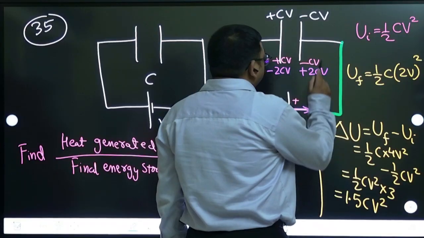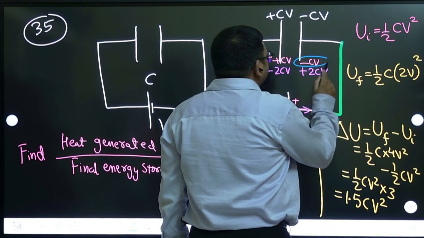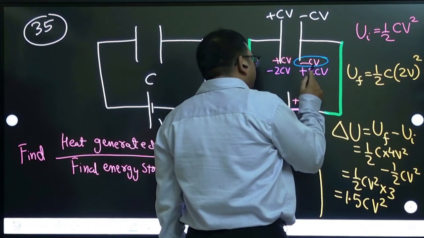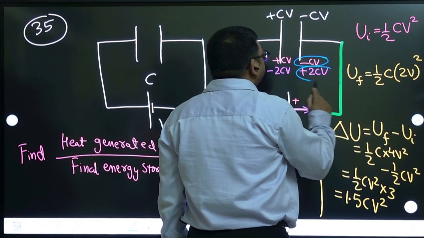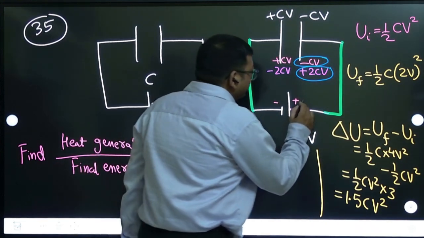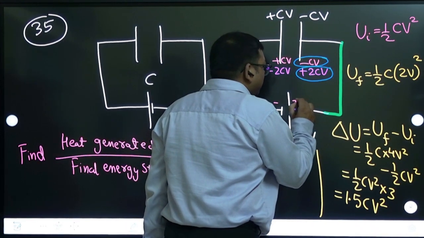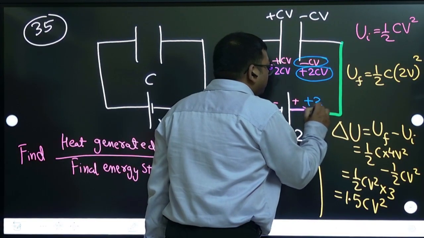Plus 3 CV. Yes, correct. Because it was having minus 2 CV. If you add plus 3 CV, then only it will come to plus 2 CV. Right. So the battery's positive terminal has sent positive charge plus 3 CV.